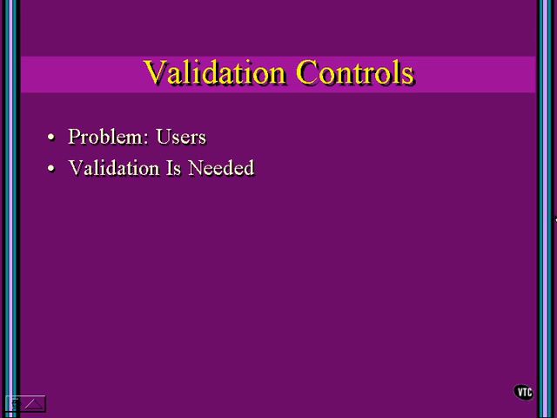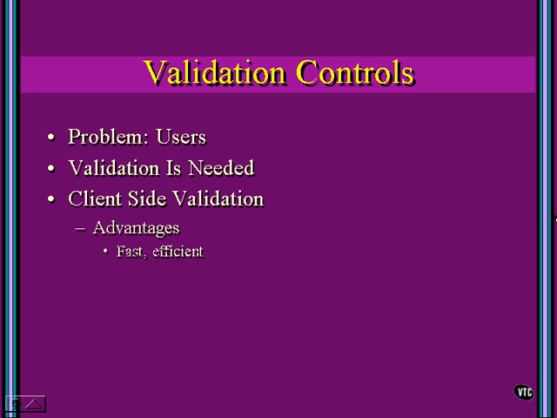Now, one of the things Microsoft looked at was the fact that validation is needed on most any form that's being posted back to the web server. And there's a couple of ways to do this. Client-side validation is where we handle all this on the client side, and this is normally done through what we've known as DHTML, dynamic HTML. And it has some advantages.